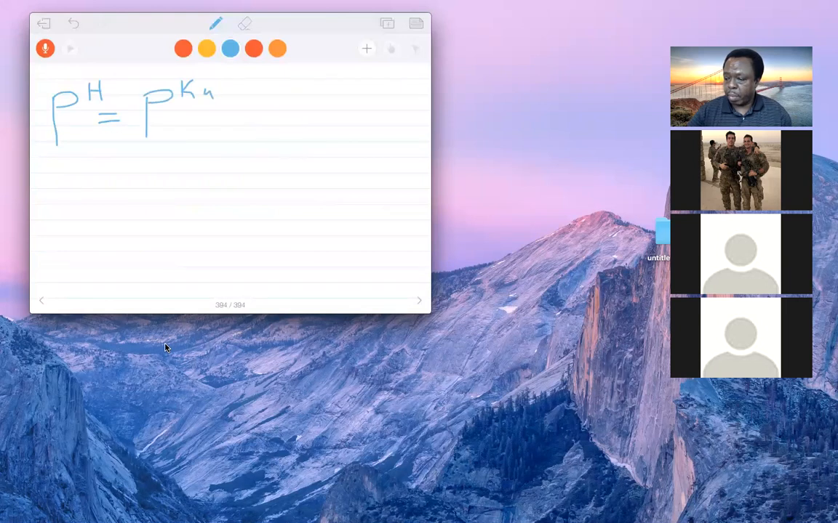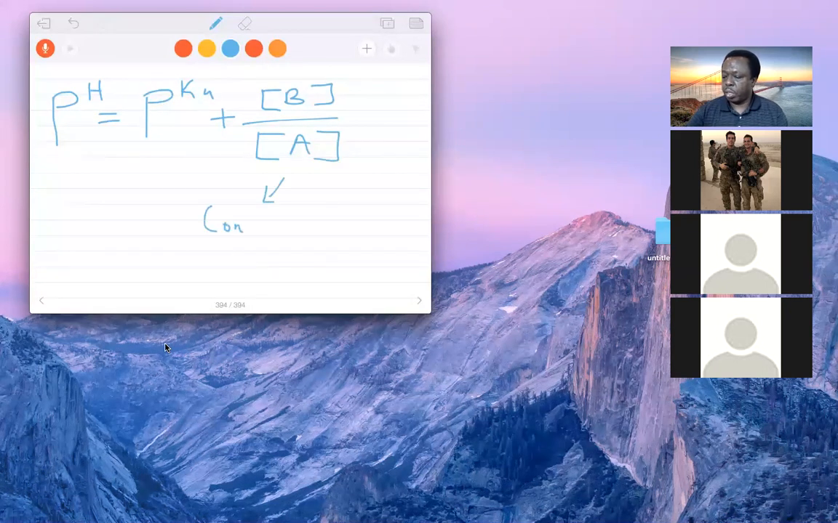pKa plus the log of the concentration of the base, that is the conjugate base, over the concentration of the conjugate acid. A stands for acid, and this is the conjugate base at the top. So you have to understand what goes at the top and what goes at the bottom.